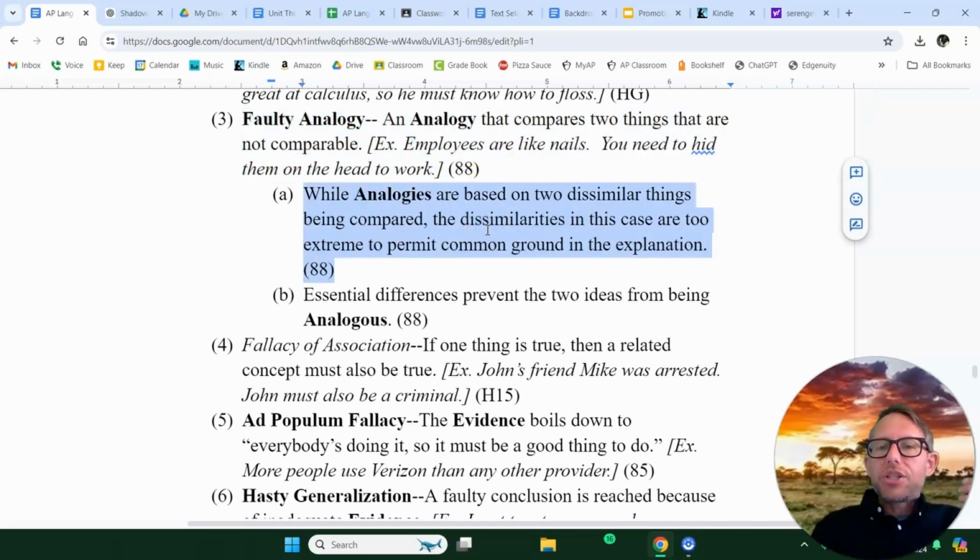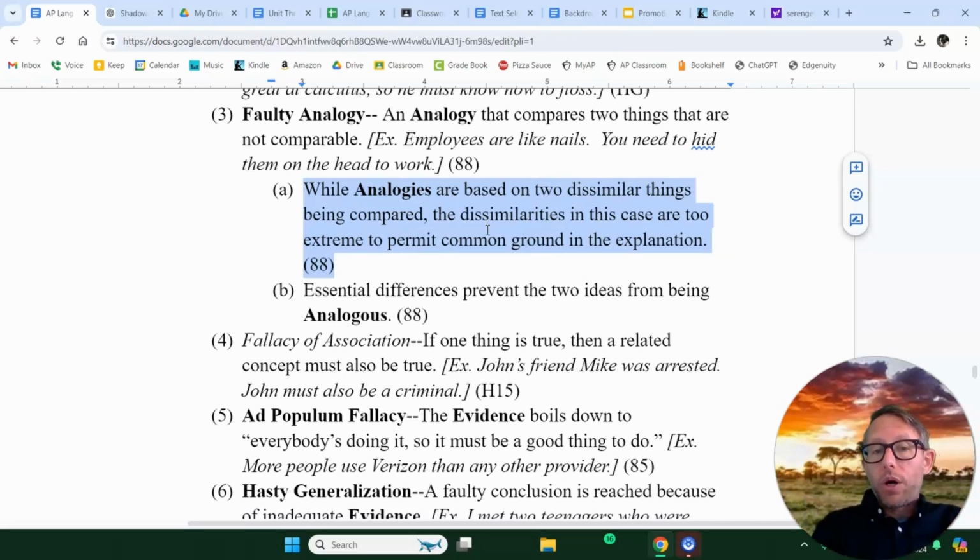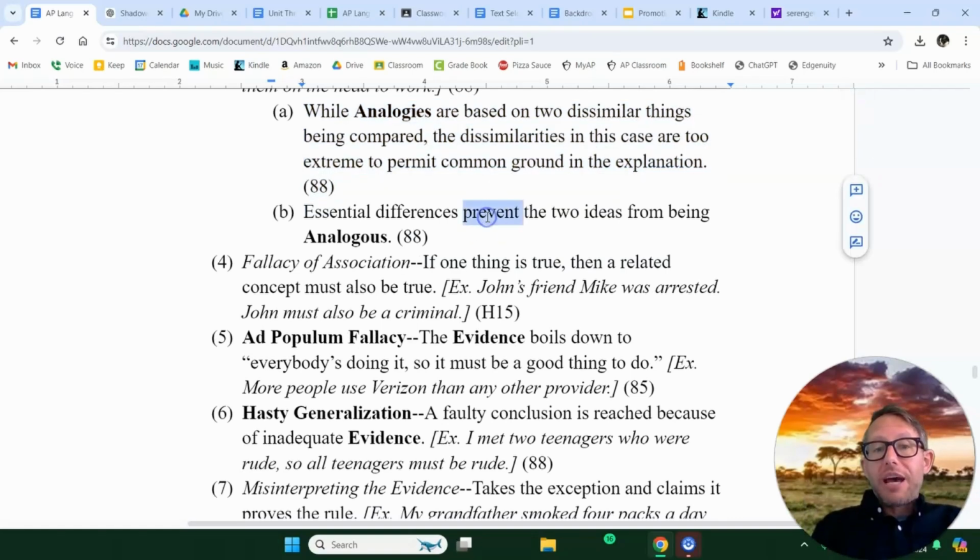So while analogies are based on two dissimilar things being compared, the dissimilarities can't be too extreme to permit common ground in the explanation. And I would say, in comparing employees and nails together, there's too much of a dissimilarity. They don't have enough of a connection to make it worthwhile, so it wouldn't work that well. Those differences prevent the two ideas from being fully analogous. So you would say it's not going to work.